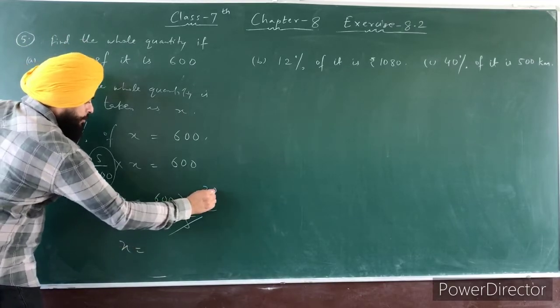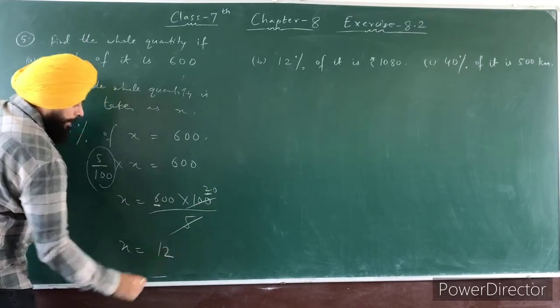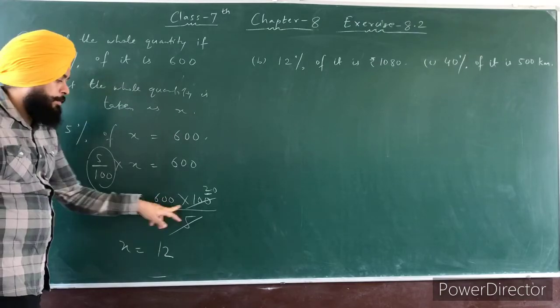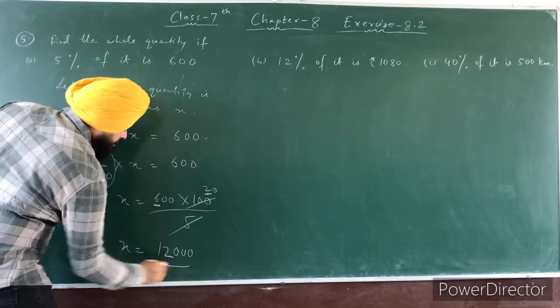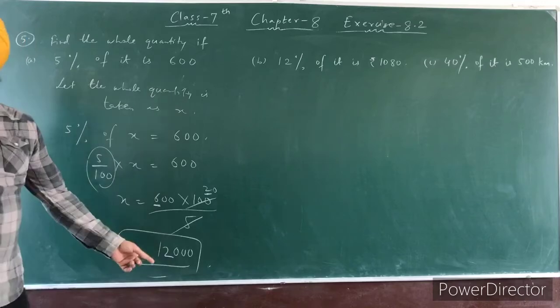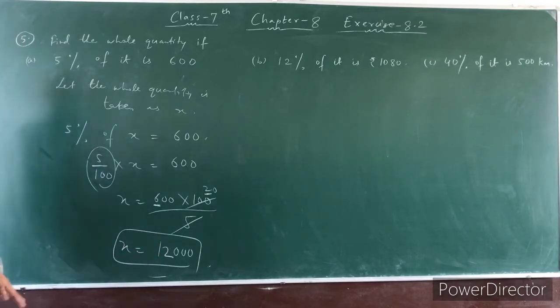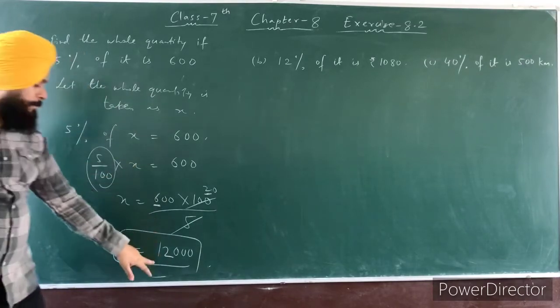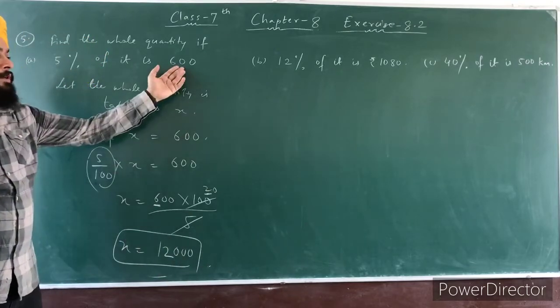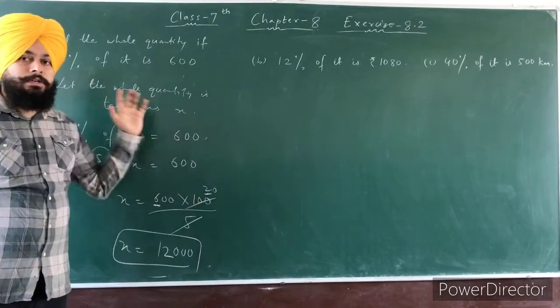6 multiplied with 2. 6 2s are 12, and there are how many zeros? 1, 2, 3 zeros. So put here 3 zeros. The value of X is here 12,000. Clear, students? So 5% of 12,000 is how much? 600. This is your A part.